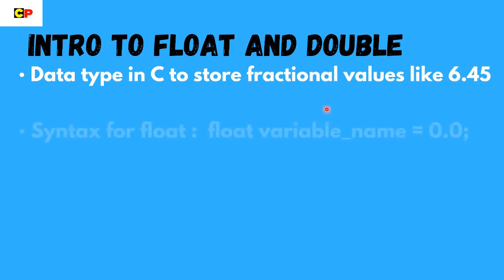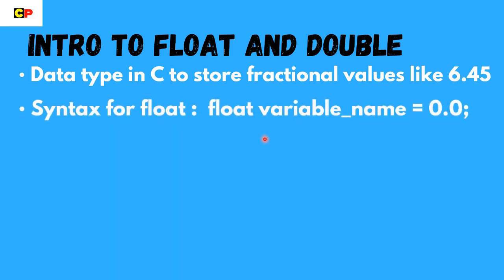The syntax for float is the same as previous data types like int, as we discussed in tutorial number 6, 7 or 8. The syntax is float, then the variable name, then we initialize the value. As this is the float data type, we need to initialize it with fractional values because it takes fractional values in the variable.